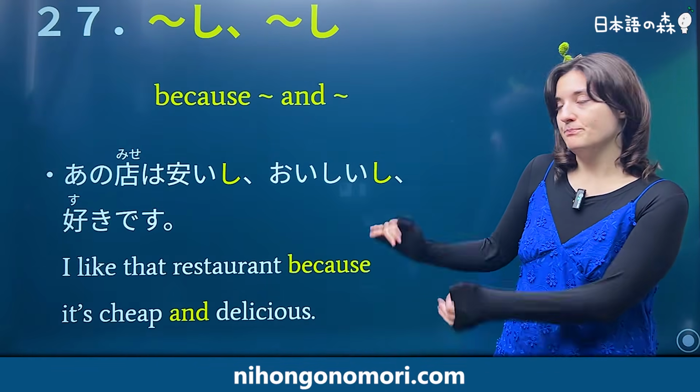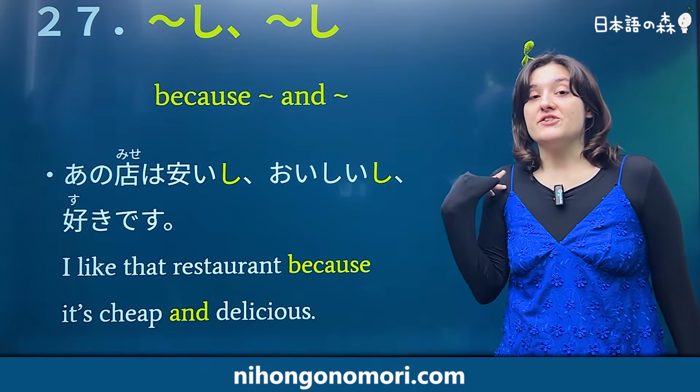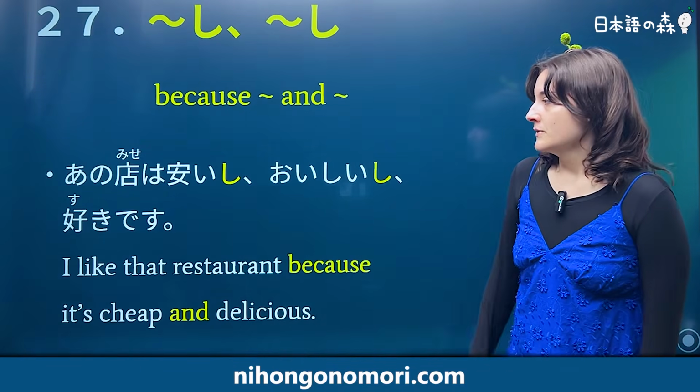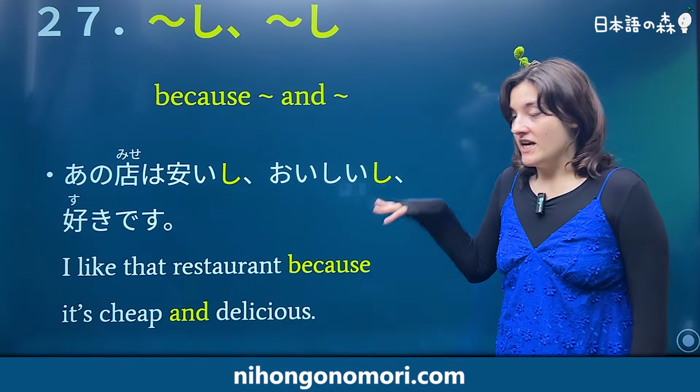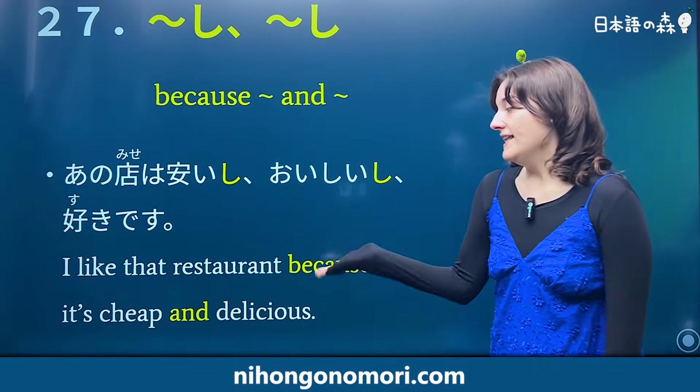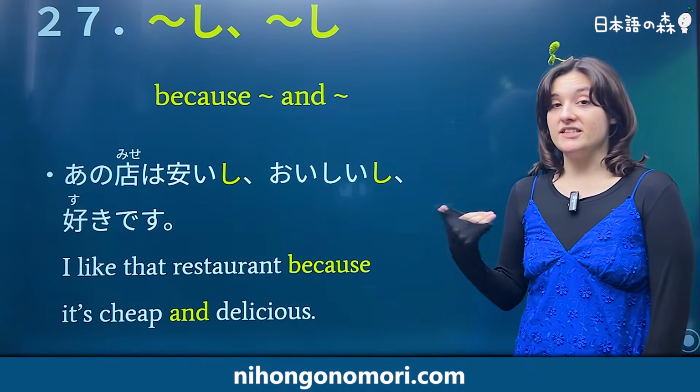Shi. This is how we list reasons for something. あの店は安いし、美味しいし、好きです. I like that restaurant because it's cheap and delicious.